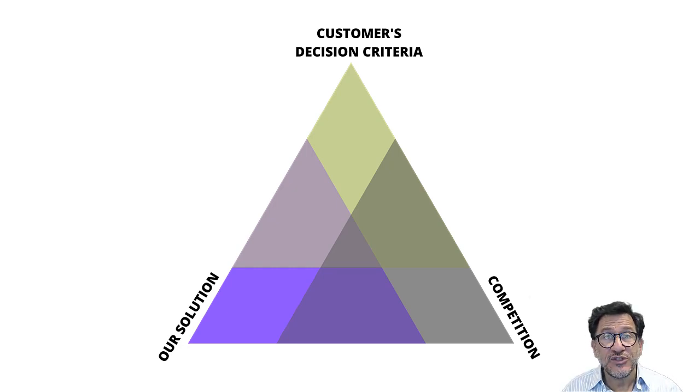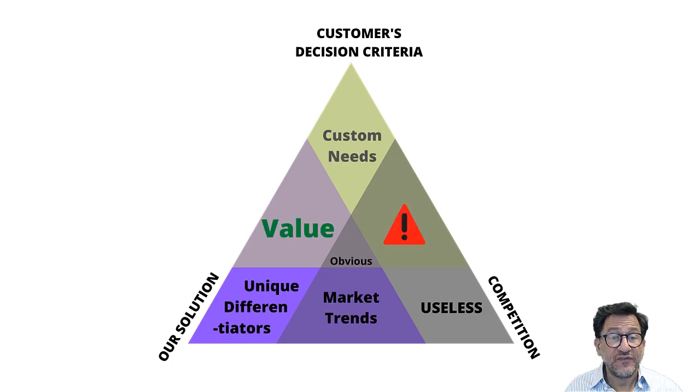Let's go through each of these zones and describe them and analyze them first. The first zone is what I call the obvious zone. It's in the center of the triangle. The obvious zone is a series of needs or decision criteria which are expressed by the customer that both us and the competition satisfy.